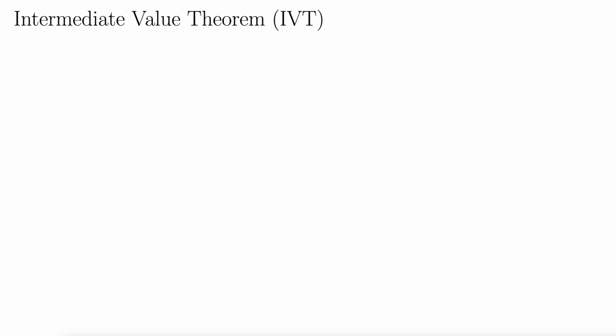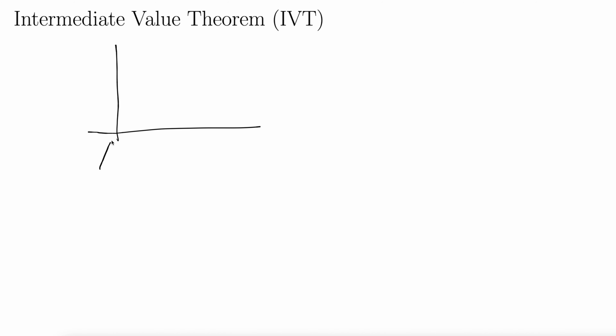The intermediate value theorem is interesting because it's a pure existence theorem, in that it tells us that something exists and doesn't say anything about how to find the thing. So it's a pure existence theorem. Let's demonstrate what this is about with a figure first, and then we'll go into the theorem itself.